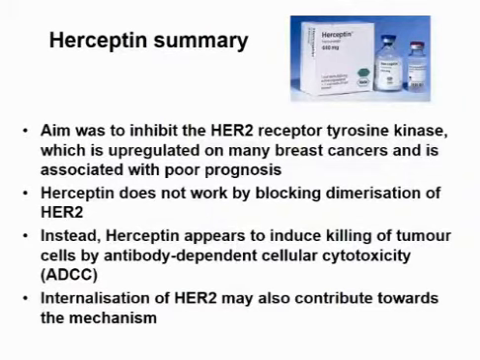And just to summarise then this bit, so the aim was to inhibit this HER2 receptor that was driving these breast cancers that had such poor prognosis. It actually appears that it's not working in vivo by blocking dimerization. Instead, probably the main way it works is by bringing in the immune system, this antibody-dependent cellular cytotoxicity, so attracting the immune system to kill the cancers which are labelled with this HER2 antibody. And it's also thought that internalisation of the HER2 and degradation of it may also help.